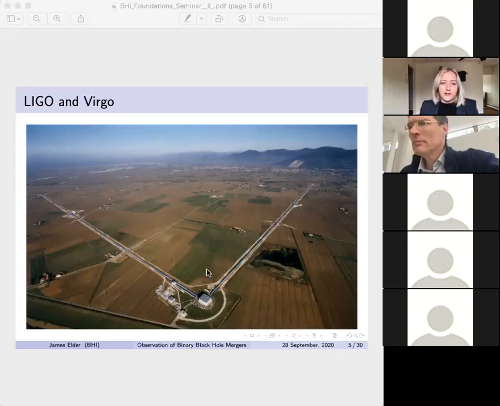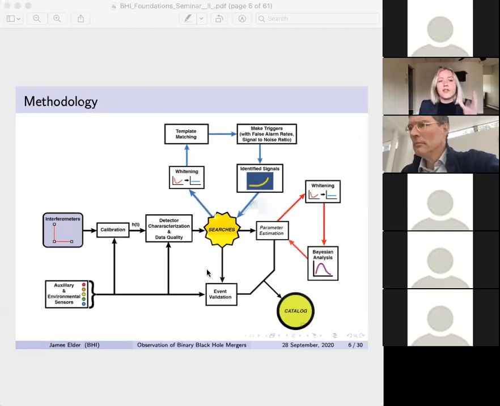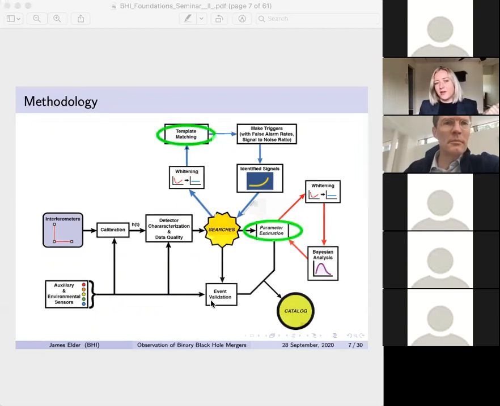I talked a bit more about the details last time, but for the purposes of today, the overall methodology of LIGO can be summarized in this schematic. Obviously, this is still very simplified, but I'm just going to be talking about two features: the template matching, which is the way that you search for gravitational waves, and the parameter estimation, which is basically how you make inferences about the source system, or in a sense, observe binary black hole mergers or other compact binary mergers.